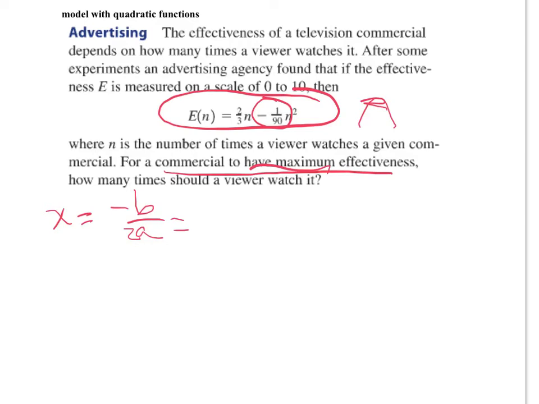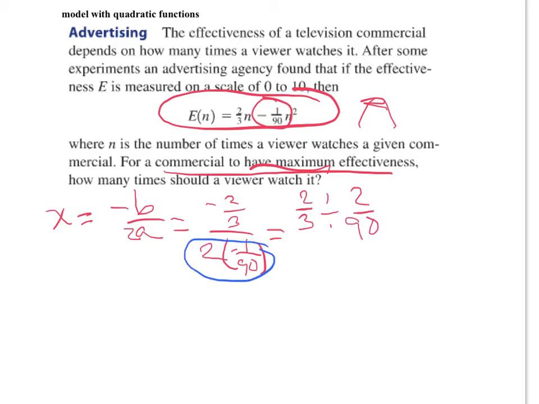So b is 2/3, so negative 2/3 divided by 2a, and a is negative 1 over 90. So the two negatives are going to cancel each other out. So we end up with 2/3 divided by 2 over 90. That's what this works out to be. This just works out to be 2 over 90.